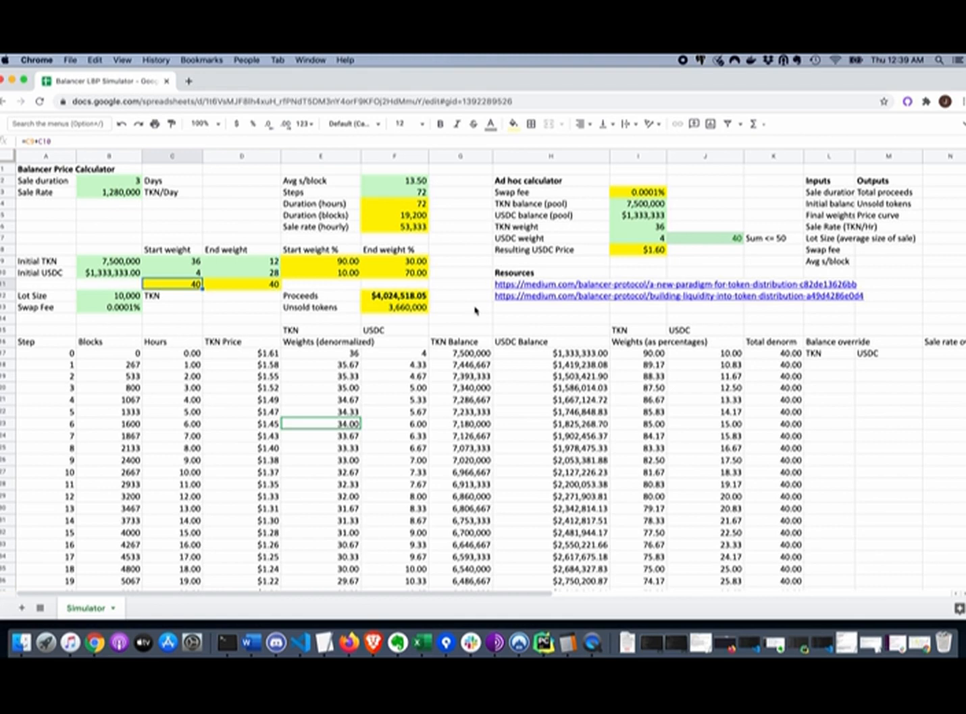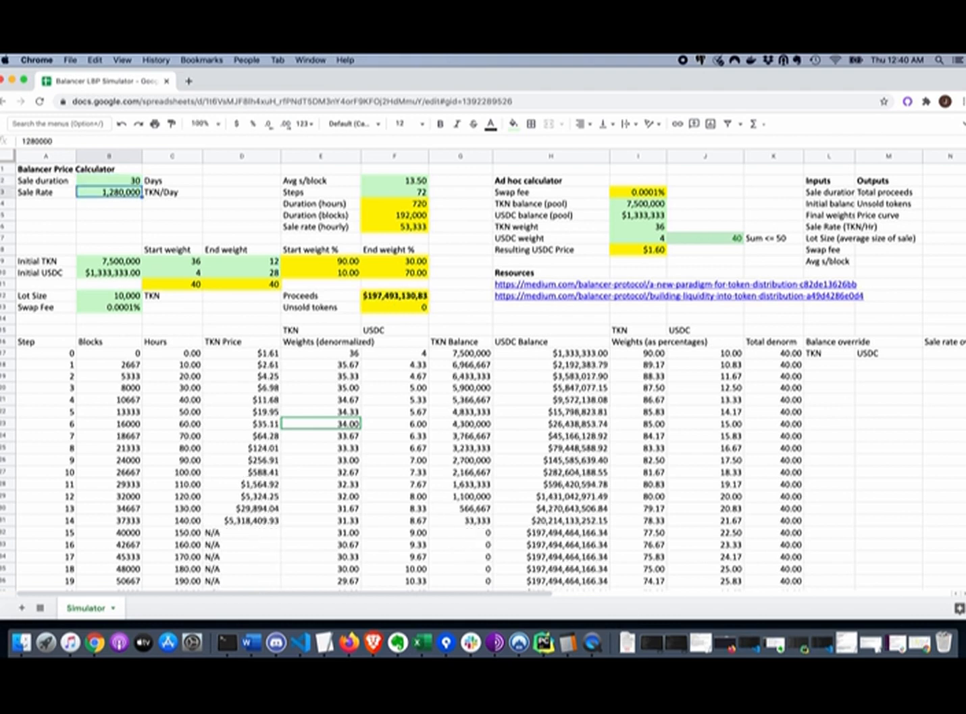So the first parameter is the sale duration. To have something to graph, I've arbitrarily created 72 steps. These are evenly spaced checkpoints during the sale. For each step, you can see the block height and number of hours elapsed. For the default of 3 days, each step is 1 hour. If you change it to 30, then you see each step change to 10 hours.